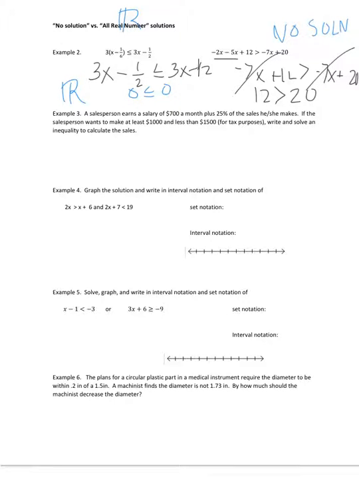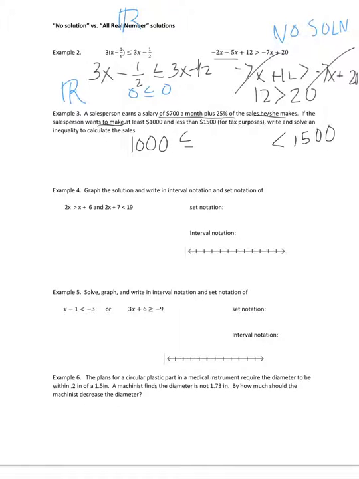And number 3, a salesperson earns a salary of $700 a month plus 25% of the sales he makes. If the salesperson wants to make at least $1,000 and less than $1,500 for tax purposes, write and solve an inequality to calculate the sales. So in this case, we have 2 endpoints of our inequality. This is a compound inequality. We're trying to make between at least, which includes it, and less than 1,500, which doesn't include it.